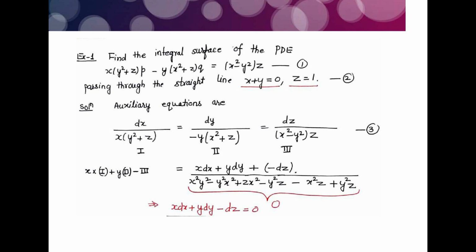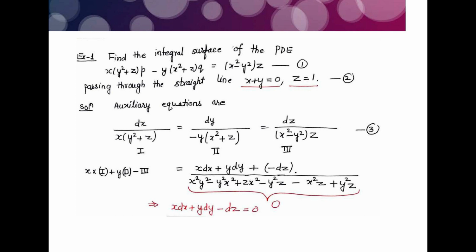So we start with the auxiliary equations corresponding to partial differential equation 1, which I am writing as 3: dx upon x into y square plus z equal to dy divided by minus y into x square plus z, equal to dz upon x square minus y square into z. If we see these auxiliary equations carefully, in the denominator x, y and z all are mixed. So we don't have a clear-cut combination here. So we have to look for combinations.